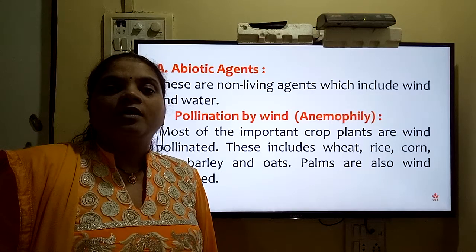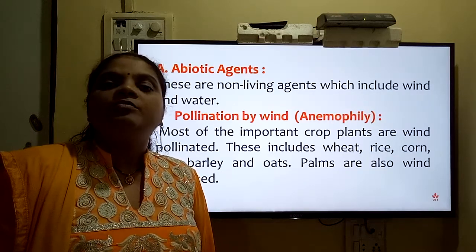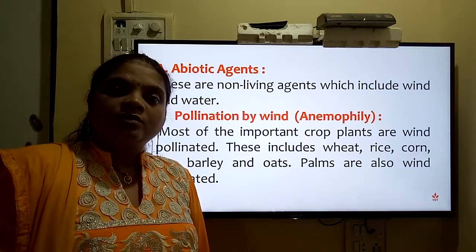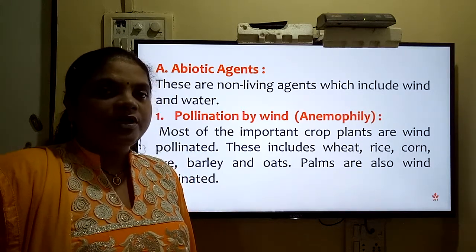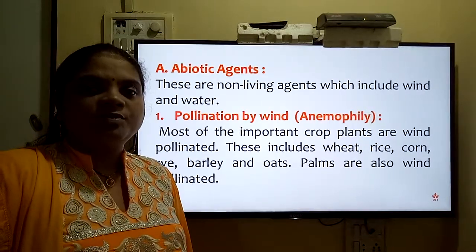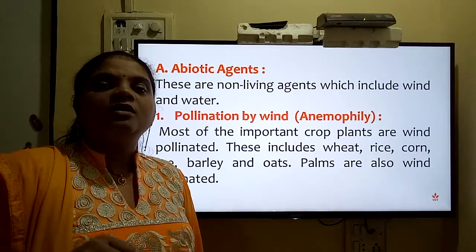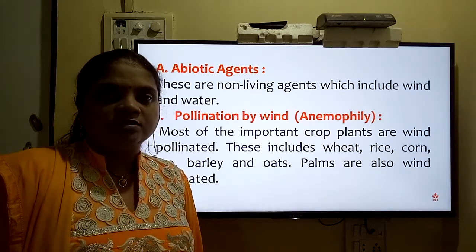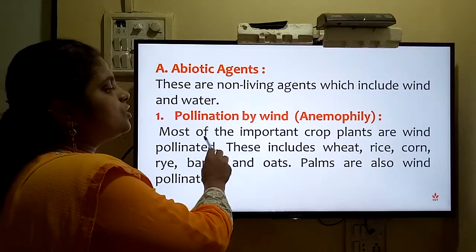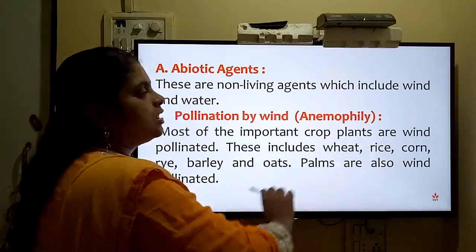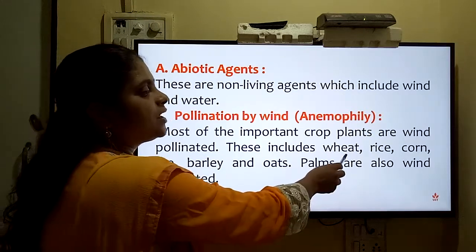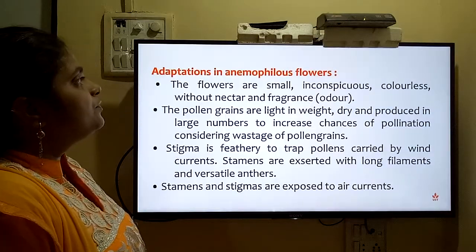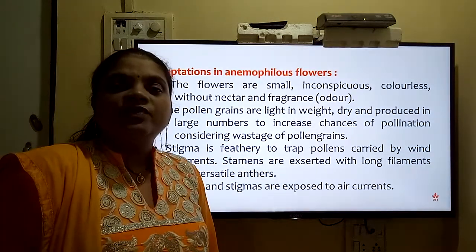Rice, wheat, maize. Even though palm also prefer the wind pollination. So palm tree prefer the wind pollination. So these all are what? Crop plants. So these crop plants prefer the wind pollination. These all are what? Monocotyledon plants. So monocot plants. Now here, most of the important crop plants are wind pollinated, like wheat, rice, maize, palms.